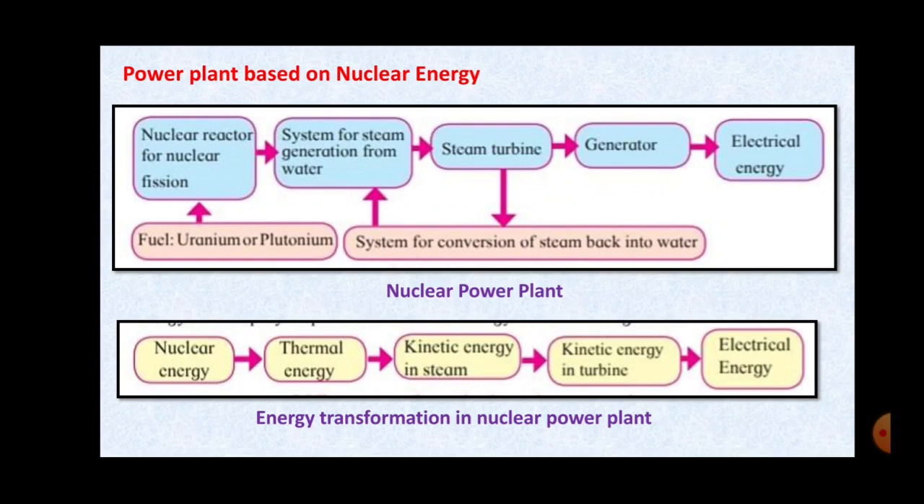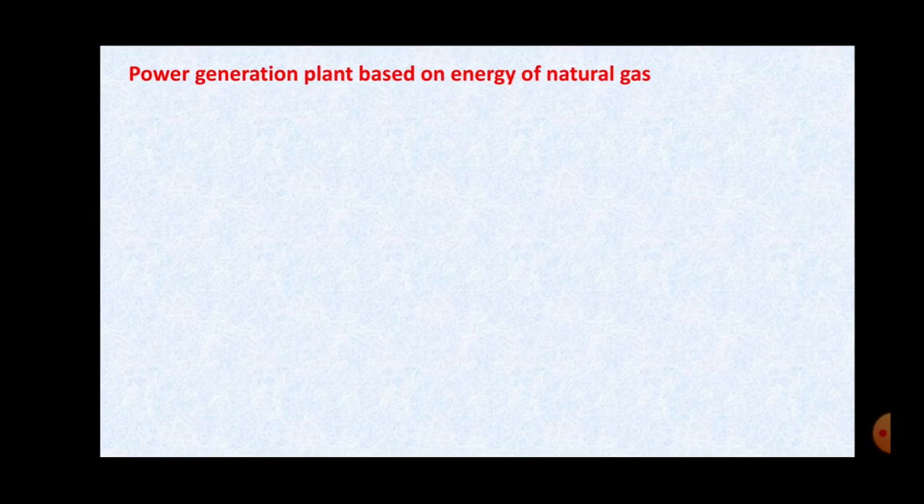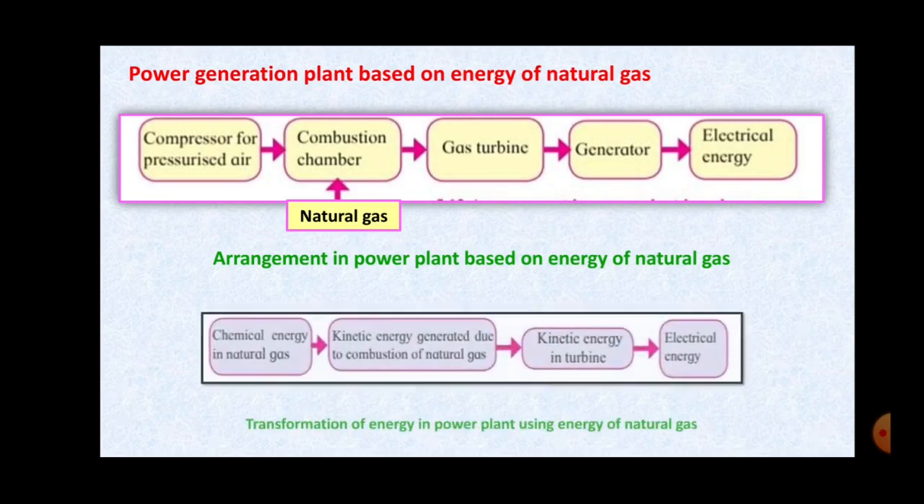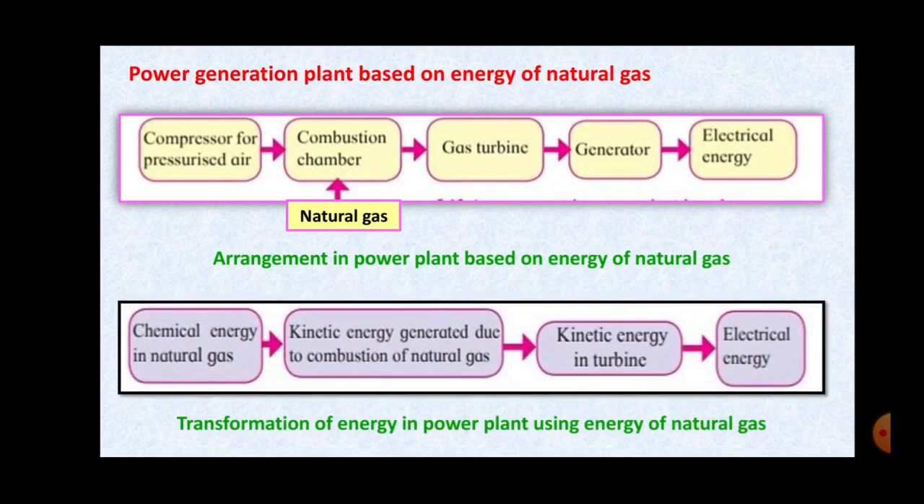So nuclear energy is converted into thermal energy, into kinetic energy in the turbine, and in turn the last is electrical energy. The third one was the power generation plant based on natural gas. Here the fuel used is natural gas, and the turbine is run by gas which is at very high temperature and pressure, right?